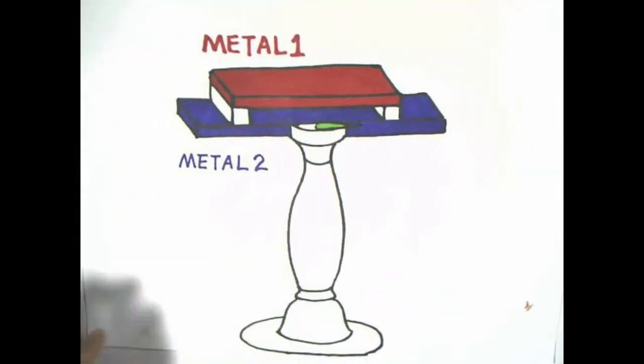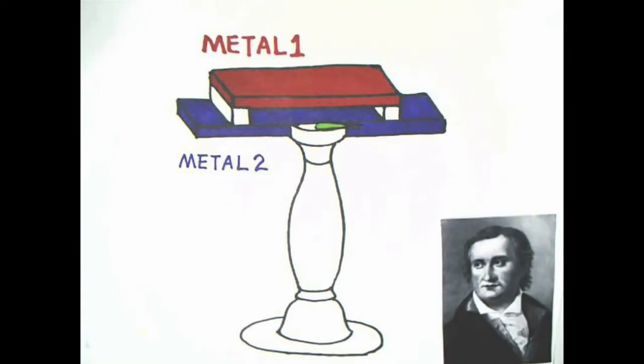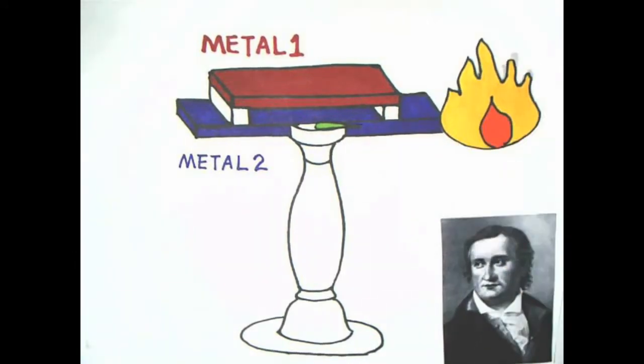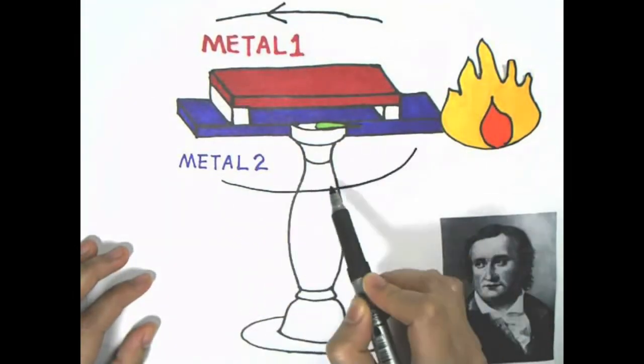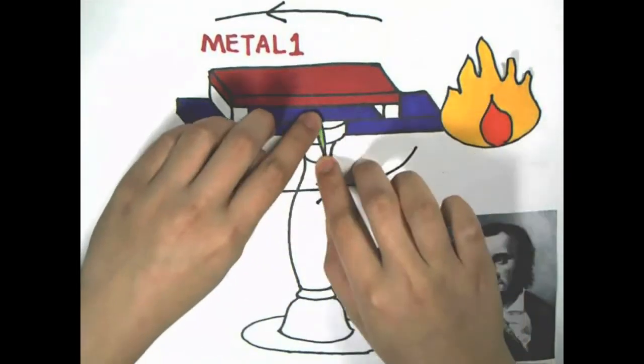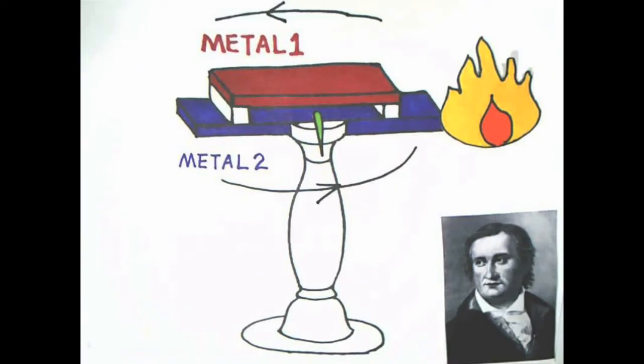Now first, we have to meet a scientist named Thomas Seebeck. In the early 1820s, Seebeck found that heating a junction of two different metals made his compass needle deflect. From Physics 101, we know that magnetic fields arise because of currents, so heating the junction must have created a current in the circuit loop.